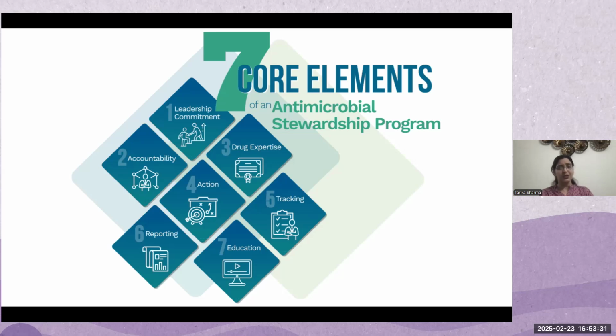And then education: keeping ourselves updated, and at the same time educating our colleagues, the patients, and the caregivers, because they are also misusing antibiotics. So these are the main 7 core elements which are part of your antimicrobial stewardship, which might be relevant to any other kind of drug also, but particularly for the antibiotics.